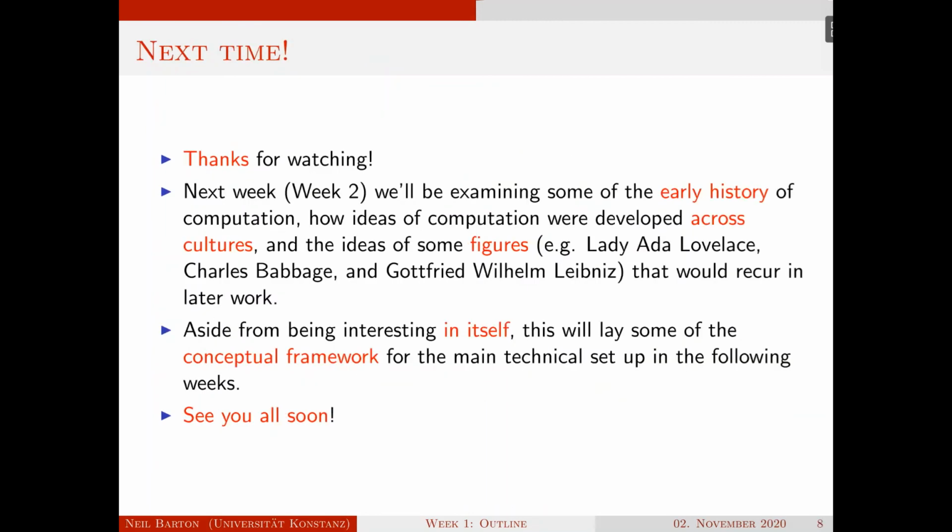Okay, so that was the rough course outline. Next week in week 2, we'll be looking at some of the early history of computation and how ideas of computation developed across different cultures throughout the world, and some of the main figures here. So people like Lovelace, Babbage, and Leibniz that occurred in the history pre-Turing. I guess we'll be looking a little bit at the extent to which these figures presented some ideas that were ahead of their time in some sense.